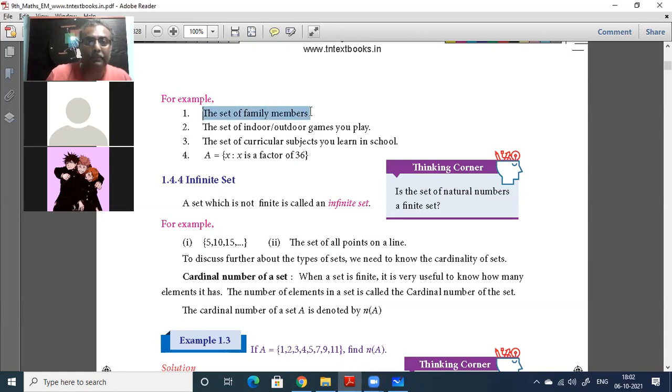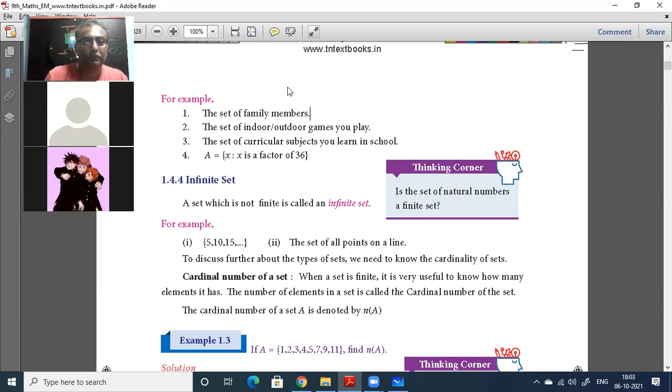Okay, finite set examples. Somebody read. Read, guys. Arpana, can you read? Yes, uncle. No, finite set examples. Okay, uncle. Number 1, the set of family members. Usually in a family, how many members will be there? 2, 3, 5, 6, like that. Nowadays, all nuclear family, only 4 will be there. Grandmother, uncle, nobody, no joint family, so very small numbers. So it's finite.